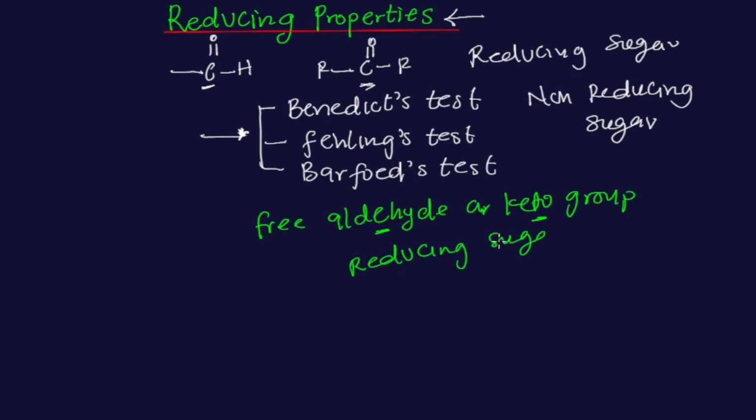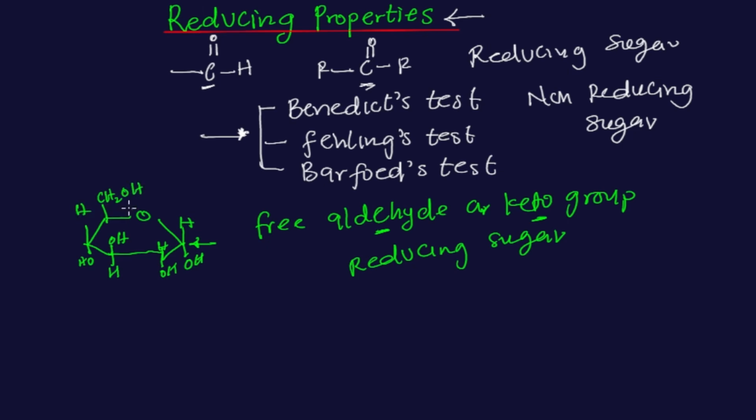An example is glucose. Glucose is a reducing sugar, and the reason is because it has a free anomeric carbon atom. This is the free anomeric carbon atom, carbon number 1. So that shows that glucose is a reducing sugar, and the reason it's a reducing sugar is because it has a free aldehyde functional group.